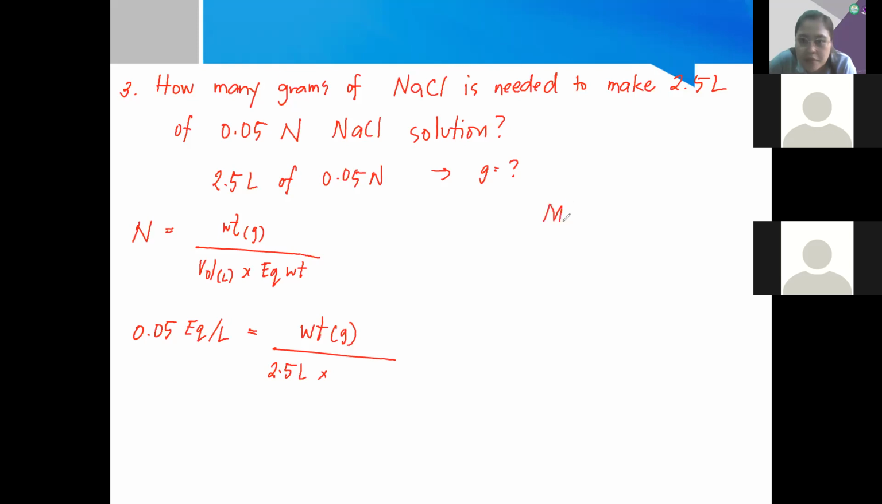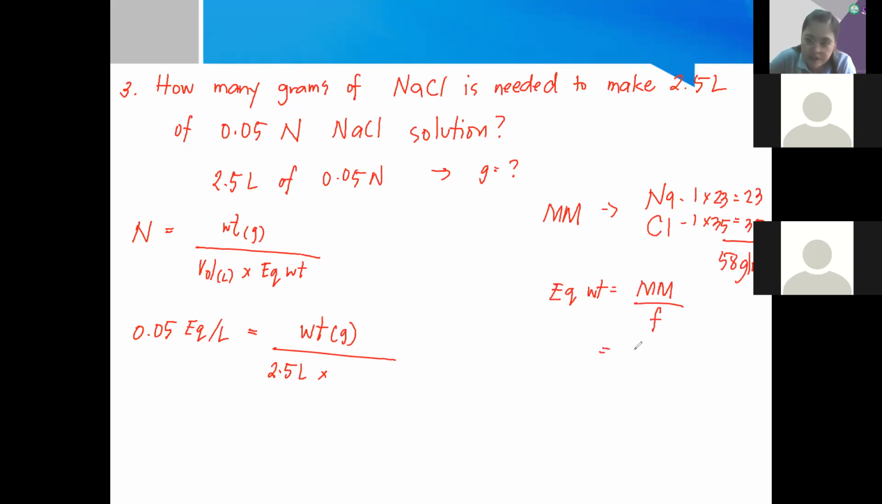Equivalent weight. Molar mass muna tayo. This is NaCl. So Na and Cl, 1 atom each, times their respective atomic weights in whole number. This is 23, this is 35. So all in all, this is 58 grams per mole. Okay, now, equivalent weight. Equivalent weight is equal to molar mass divided by the F.